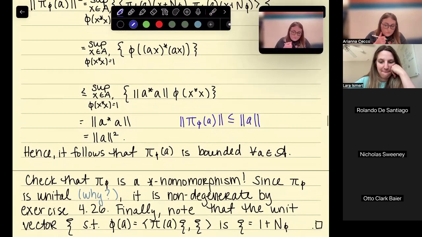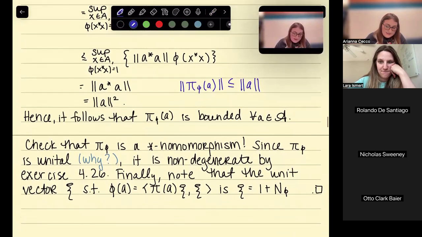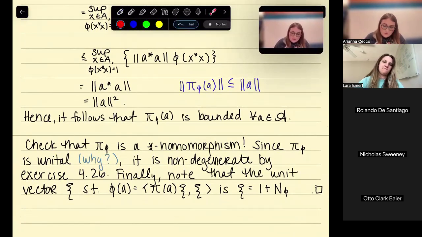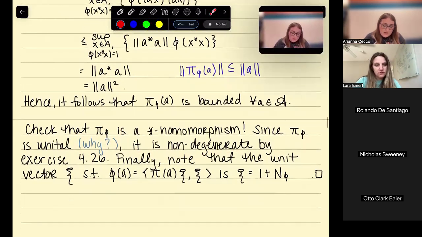Now, we want to check that this is a star homomorphism. Again, we're trying to show it's a representation. So since pi sub phi is unital, I say why. You guys should check why. It is non-degenerate. By exercise 4.26, it gives this result. So now we have our representation.